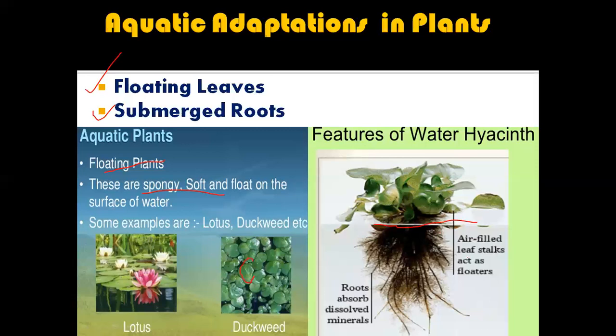Some leaves are air-filled, so that they keep these plants on the surface of the water. And there is a thick waxy, shiny layer on the surface, so that water cannot accumulate on these leaves. The best examples are lotus, this one, and duckweed, this one, and hyacinth, like this.